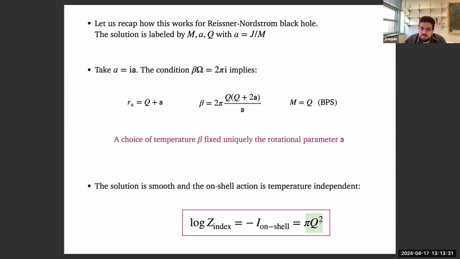So the on-shell action is given by the extremal area. Even though the black hole is not extremal, the area is not equal to Q squared because r plus is not Q, it is Q plus A. A is some function of the temperature. And yet the on-shell action gives me the right answer.